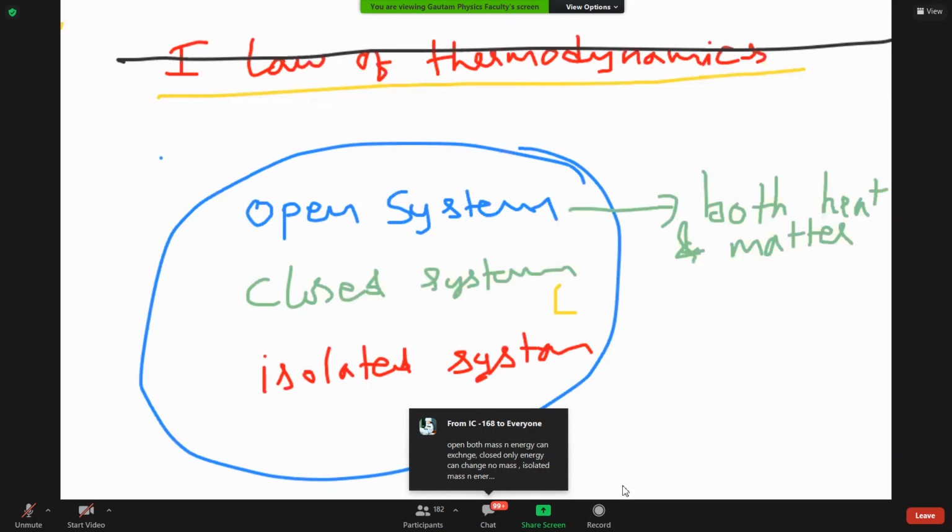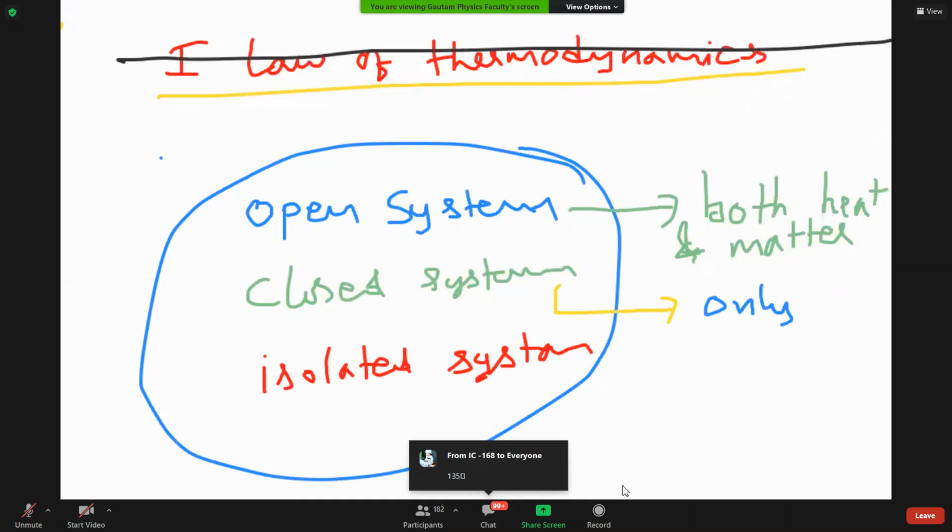Closed system. If you keep the cap on the container and you are heating, only heat exchanges. Inside matter cannot go out because it is closed. Only heat exchanges. Here previously it was both heat and matter.